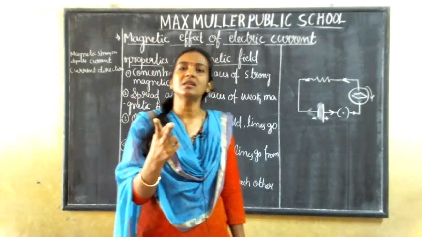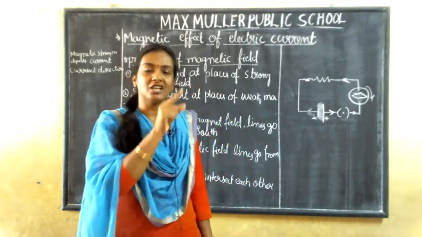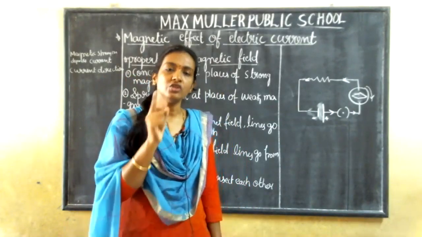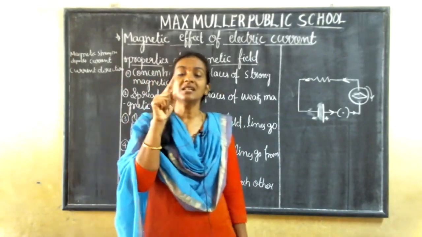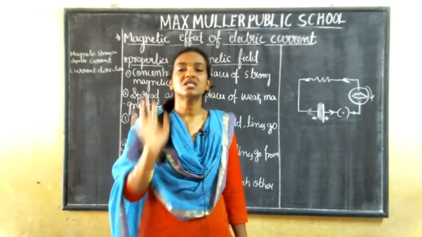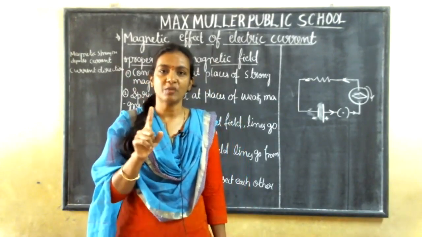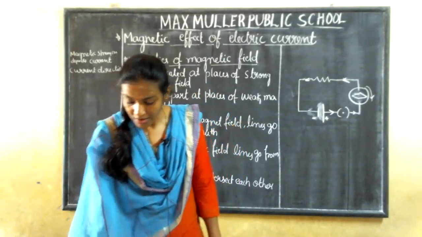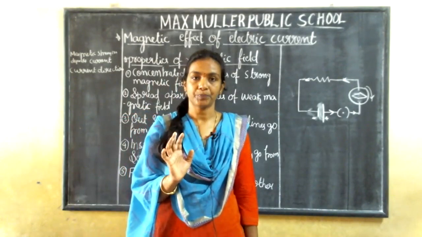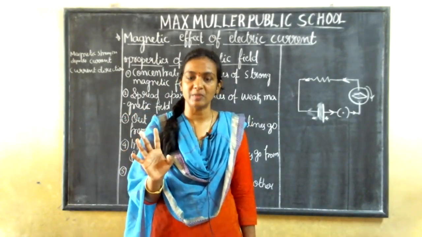The second point is that when you change the direction of a current, the direction of the magnetic field also changes. These are the two important points here. Clear? Have you understood this much?